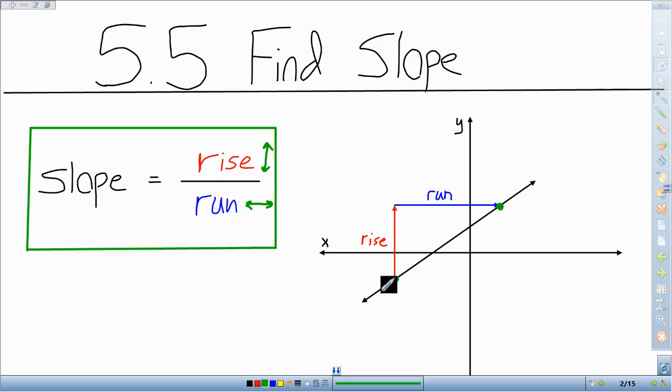So on this one, you could see we would rise up a certain amount of points, and then we would run to the right a certain amount of points, and that would give us the slope of our line. Okay, this is just a generic graph. We'll eventually have some actual numbers to deal with, but that's the idea. That is what slope is kind of all about.